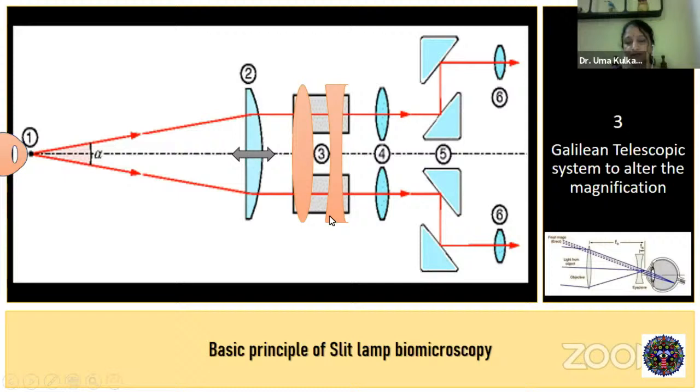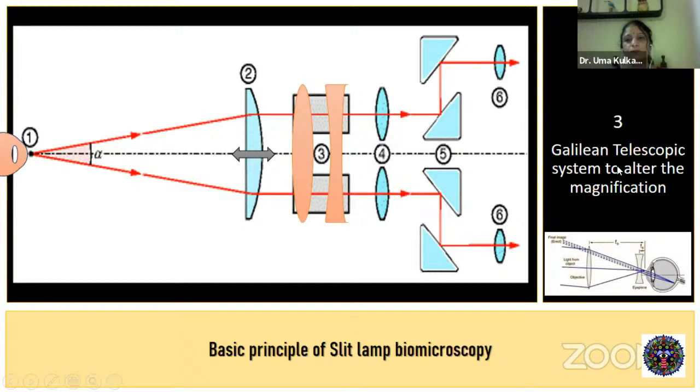So when you work on the slit lamp, you change something to get more magnification, right? For some, you use the 25x, for some, you use the 40x, sometimes you use the 10 or 15x. So depending on how much magnified you want to see the structures of the eye, you use different magnifications. So that is done using this Galilean telescope system to alter the magnification. Now, what is this Galilean telescope?